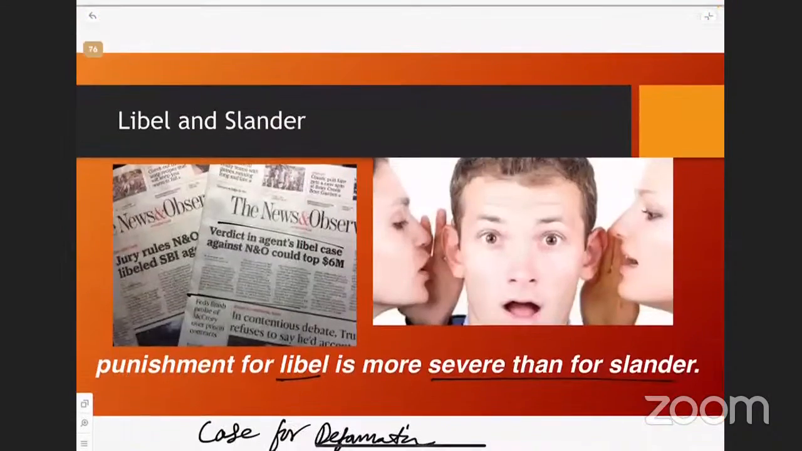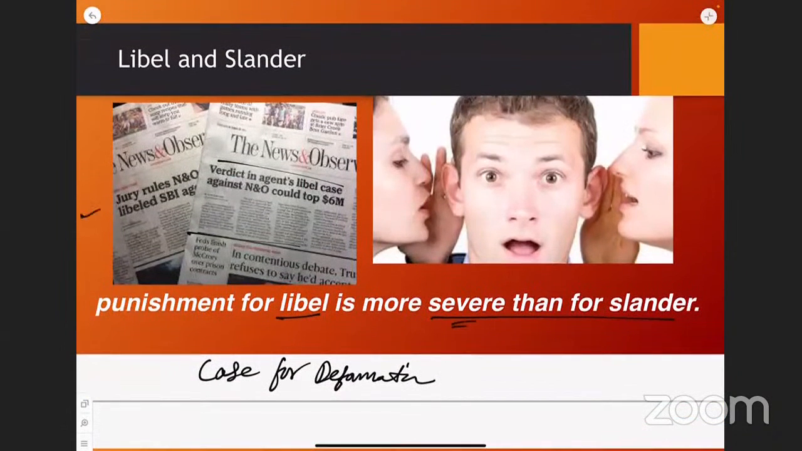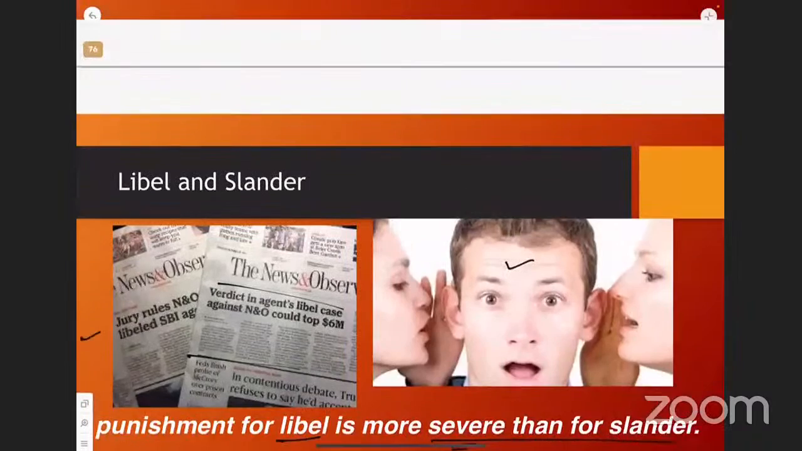So what is libel and slander? Punishment for libel is more severe than slander. Libel is when you write against somebody. Slander is when you are speaking against somebody or affecting somebody's reputation.